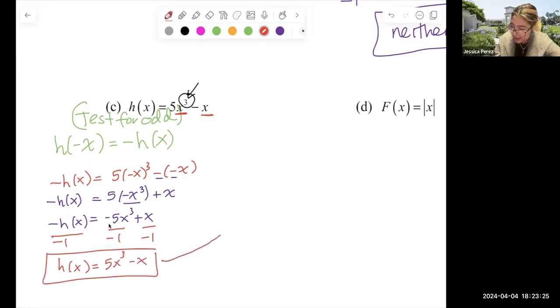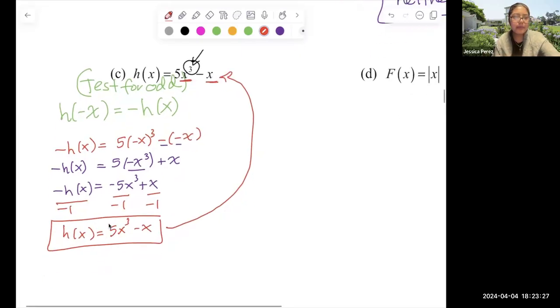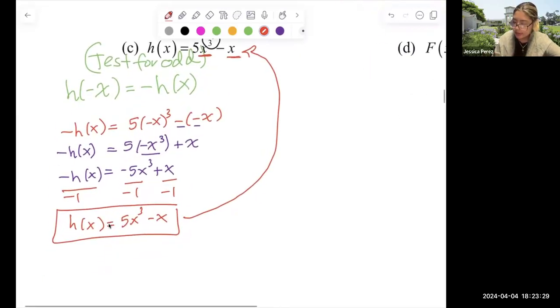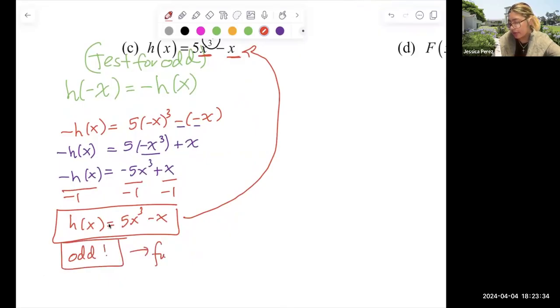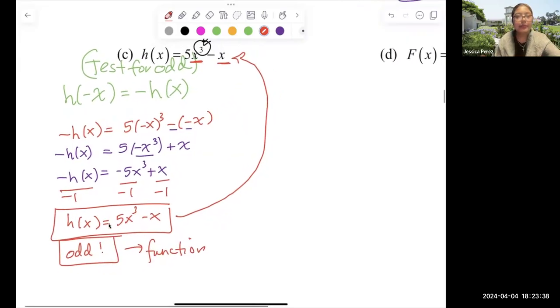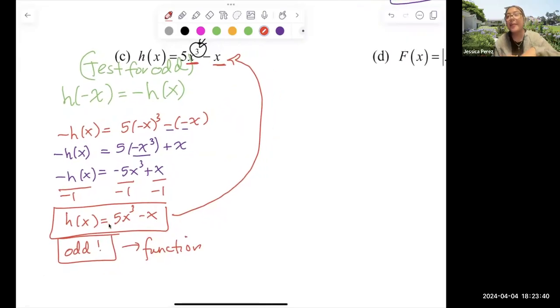Wait a second. Isn't this the same as that? It is. So this is odd. This is an odd function. This is symmetric towards the origin. So because I'm applying the definition of what it means to be odd.